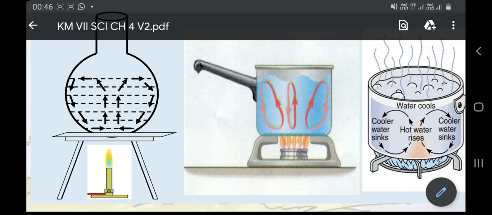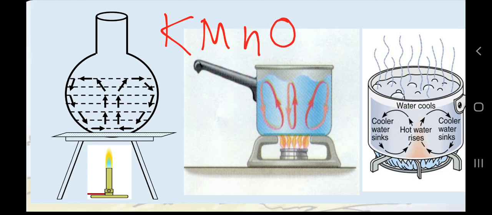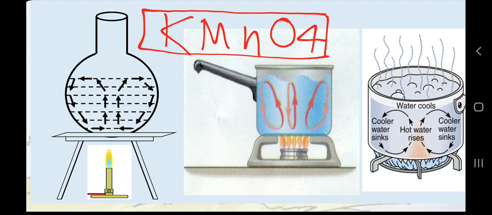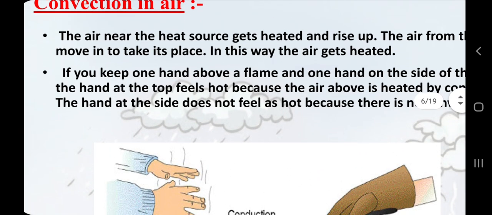In this there is one activity mentioned in our NCERT textbook, that we will add some KMnO4, which is called potassium permanganate, which is ink like. If you are not aware of this molecule, it has an ink-like appearance. So if you add potassium permanganate, or KMnO4, in liquid, it will give an ink-like appearance, and if you warm this water or heat it up, you can see the flow of molecules, which is a very simple activity.